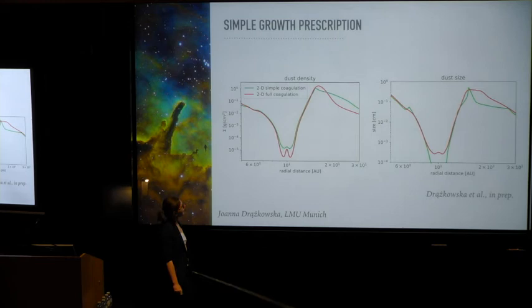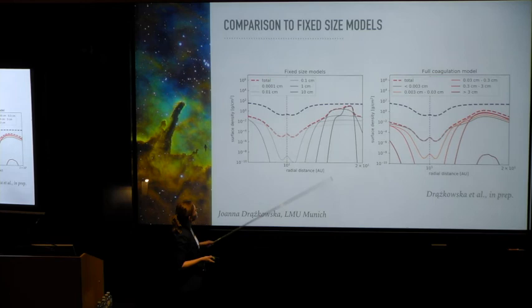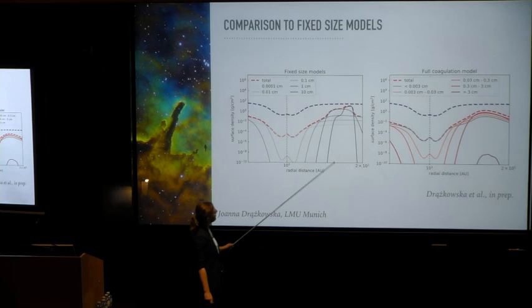So in this green line here, the coagulation is included, right? I was actually thinking of your comparison with the single sizes, which is what people tend to run, figuring out the dust maximum from that. It looks like it's roughly in the same place.